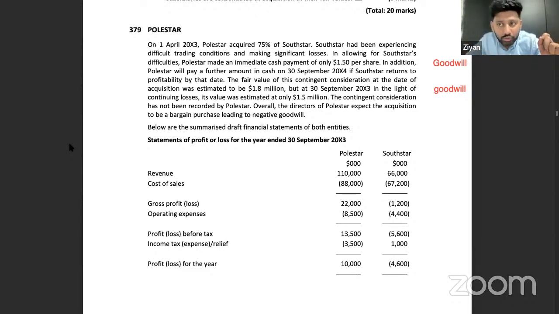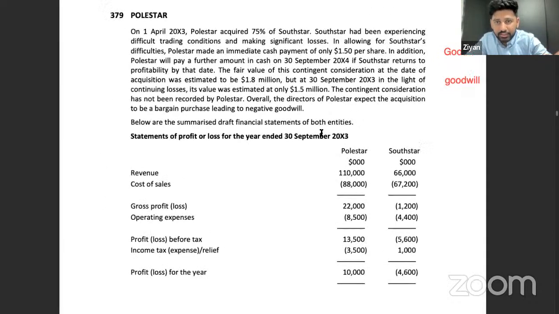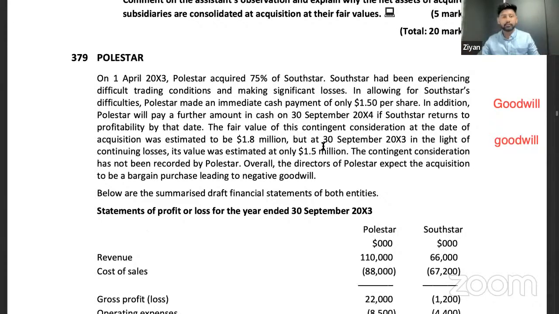On 1st April 2013, your year end is 30th September 2013. What is the point you need to keep in mind? It's a mid-year acquisition. You're acquiring on 1st April 2013 and your year end is 30th September 2013. It's been 6 months since acquisition: April, May, June, July, August, September. All you have to do is time apportion the revenue and expenses of the subsidiary when you do the P&L. Keep that in mind.